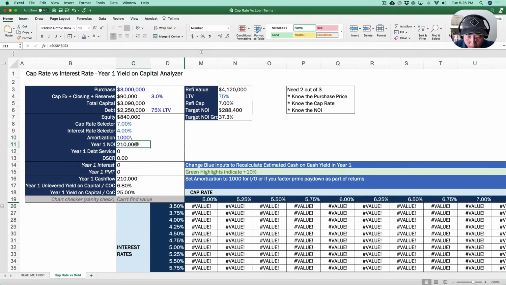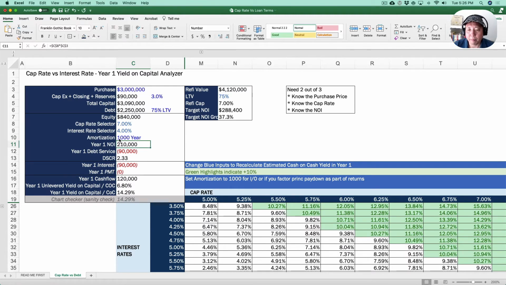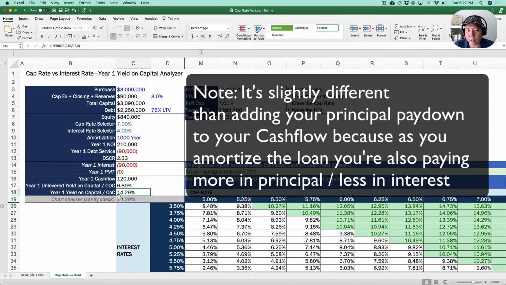By putting 1,000 here, I'm essentially converting this into an interest-only payment. So now my debt service is $90,000. The PMT disappears, and you're counting your cash flow plus your PMT. So now you can see how the yield on capital changes to a 14% yield on capital.